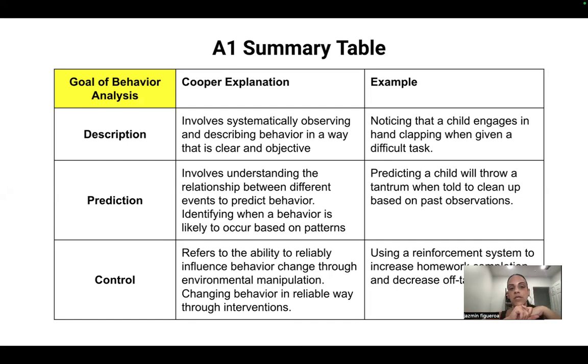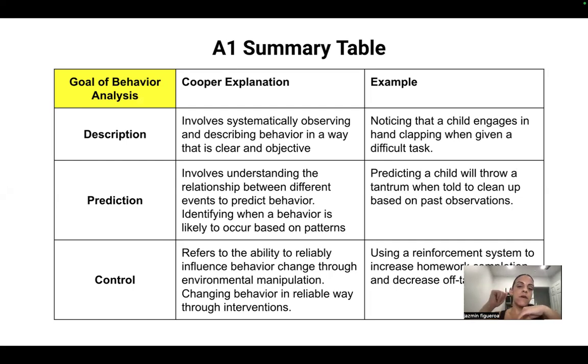So Cooper's explanation for description involves systematically observing and describing behavior in a way that is clear and objective. And then an example is noticing that a child engages in hand clapping when given a difficult task, like 10 times when completing math homework.